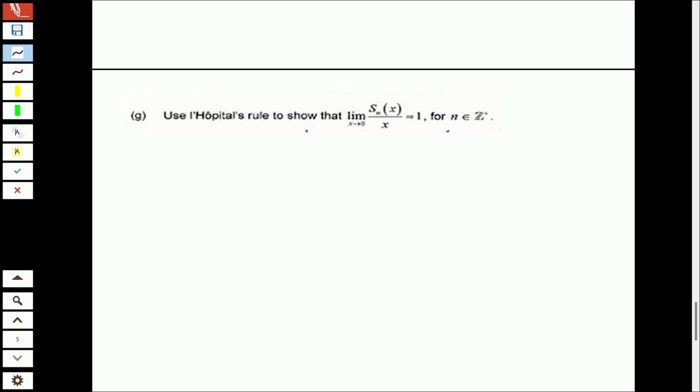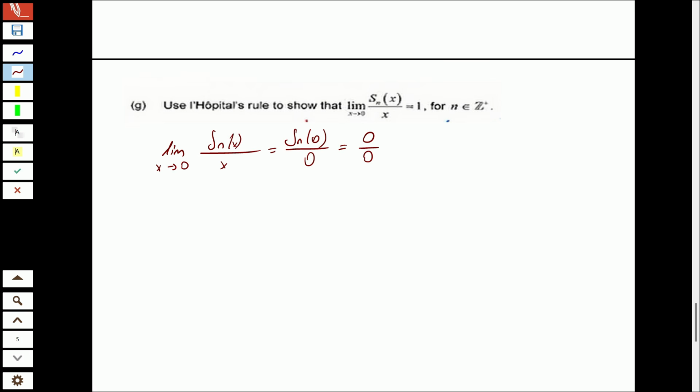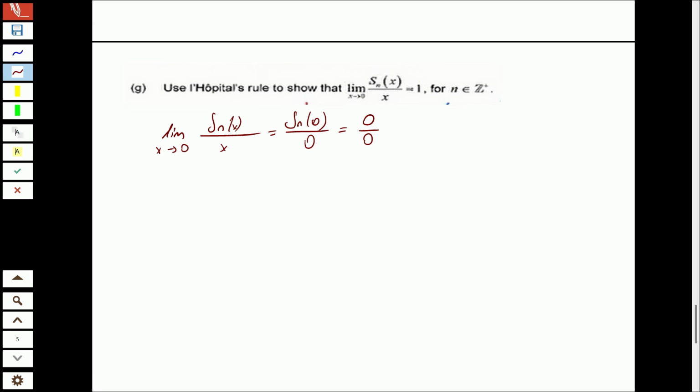The next question is, use L'Hopital's rule to show that the limit as x approaches 0 of s sub n of x divided by x equals 1. Okay, x approaches 0 and our function is s sub n of x divided by x. When we substitute 0 into this expression, we see that this is s sub n of 0 divided by 0, which is 0 divided by 0, and we can now apply L'Hopital's rule.